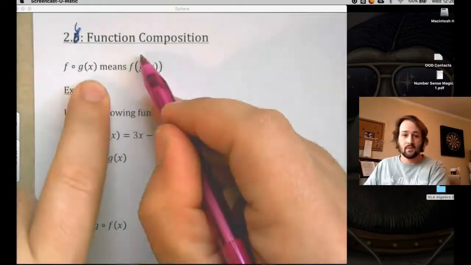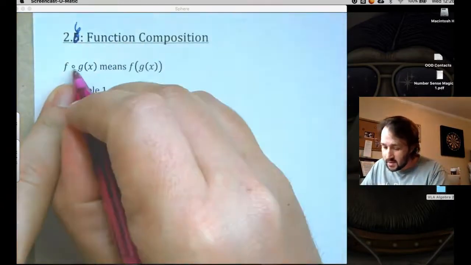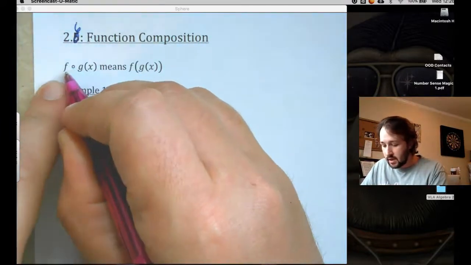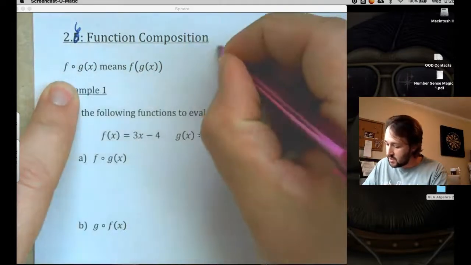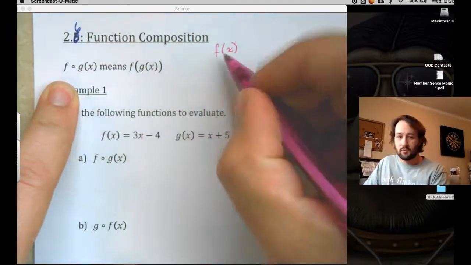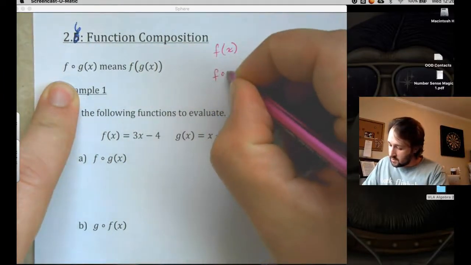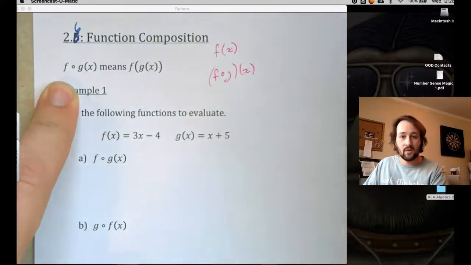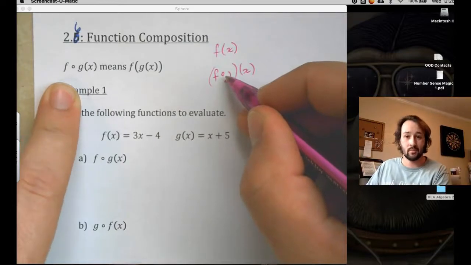All this is function composition. So you will see stuff. Notice this is an open circle right there. The way this is read, f of g of x, right? So when we see f of x, we reread that f of x. So if you see f of g, sometimes that'll be in parentheses too, f of g of x, that open circle just means we're doing something called function composition.